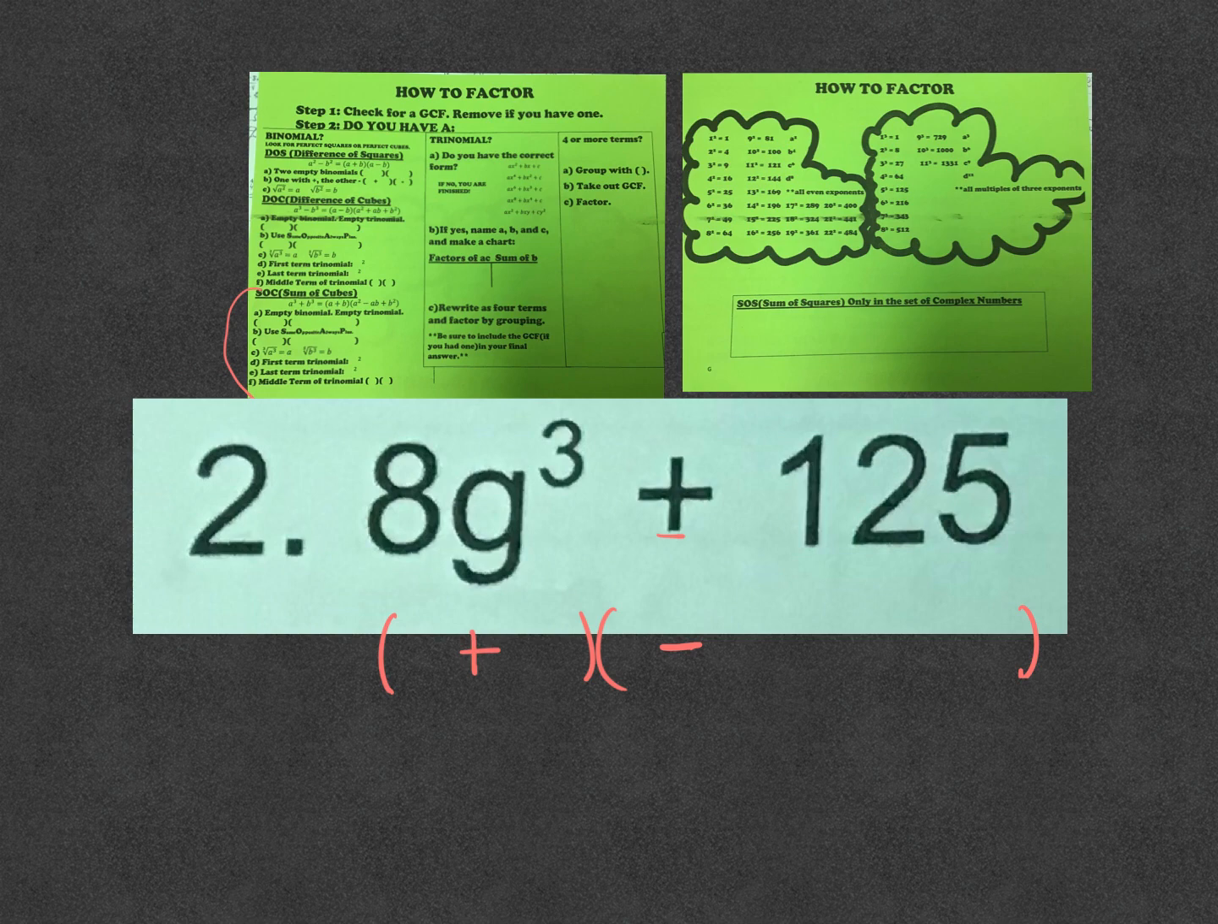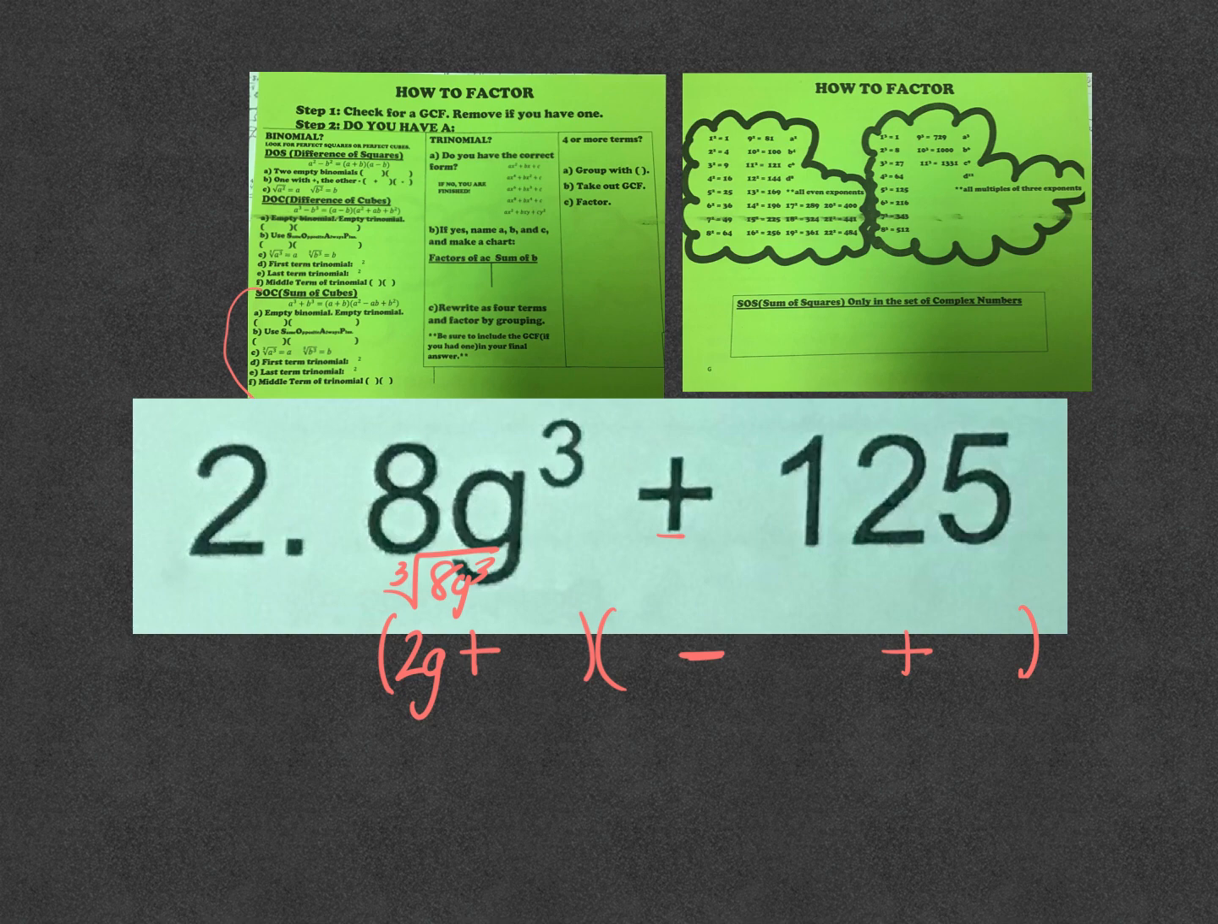Okay, I'll just erase. Undo wasn't working for me. Okay, so I'm going to put minus and always plus. Now, to find out what goes in this spot, I take the cube root of the first term. Cube root of 8g cubed is 2g.